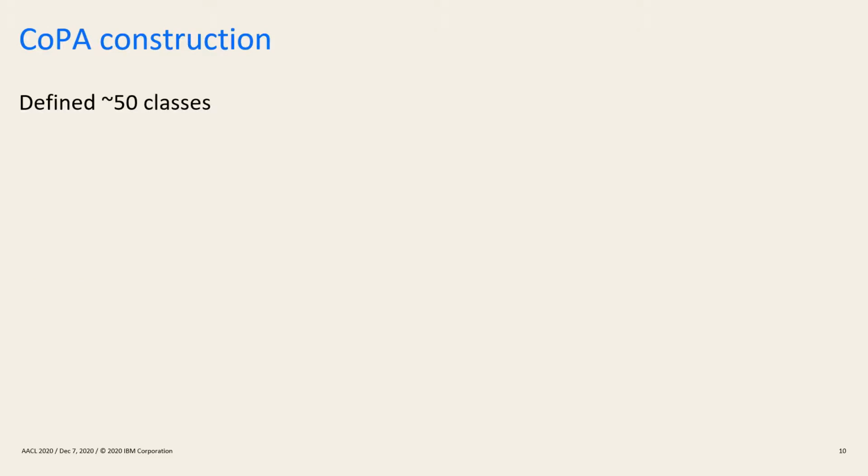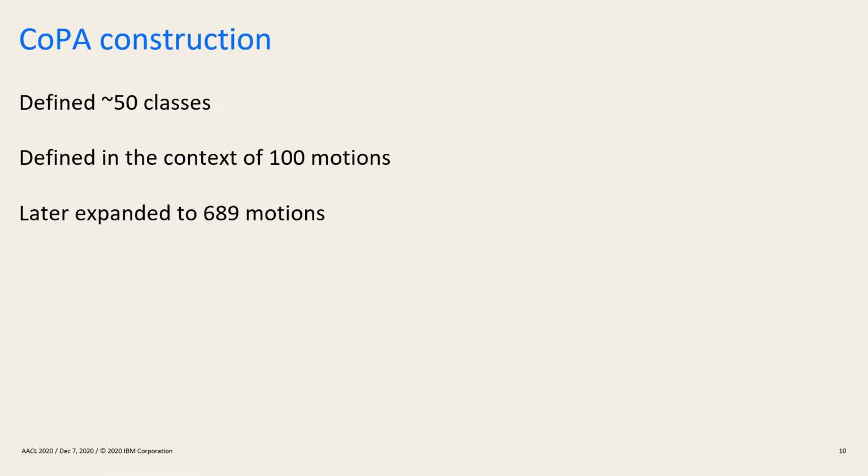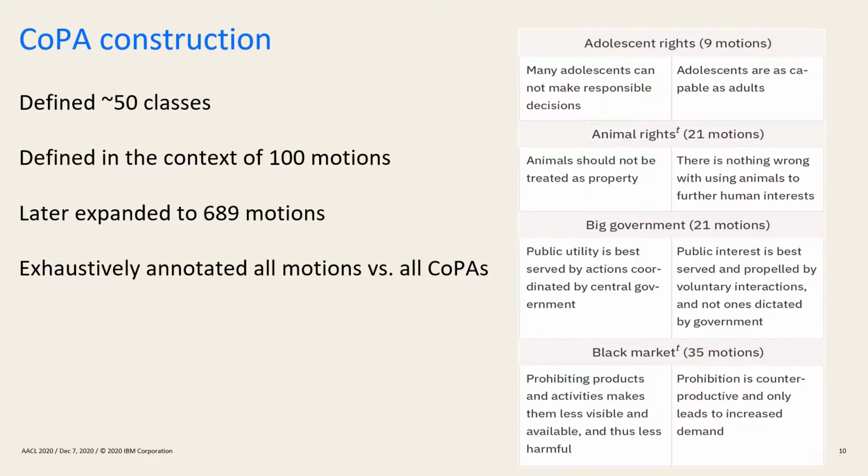We defined some 50 classes of this kind. We defined them first in the context of 100 motions. This gave us the idea of what are the recurring themes. But once we had that, we mapped nearly 700 motions to these 50 classes. And we exhaustively annotated all pairs of motions and classes. And for example, the classes that we have are listed on the right. So we have classes like adolescents' rights, animal rights, big government, black market. And for each class, you can see a claim that kind of supports the theme and opposes it, and also the number of motions that exist in the class from among these 689 motions.